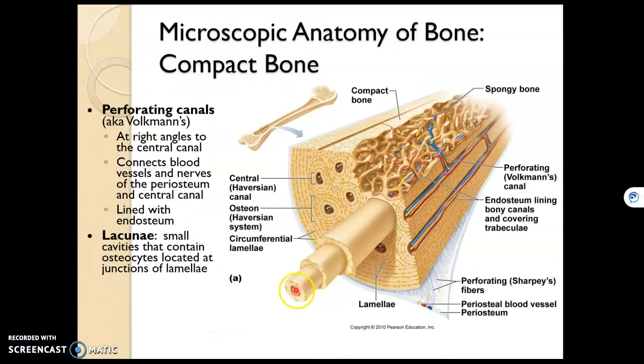We established that inside each osteon we have a central canal, and we can see those central canals all running parallel with each other. There's canals that run perpendicular to the central canal. We call those perforating canals or Volkmann's canals.